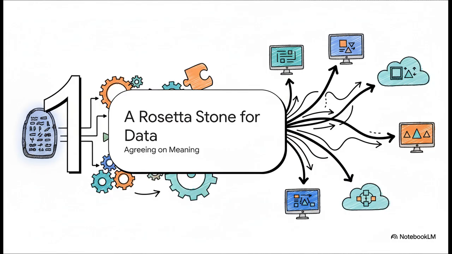Okay, Section 1, a Rosetta Stone for data. It's kind of wild when you think about it. We have all this incredible technology, but it all comes down to a really simple and honestly a very frustrating problem. How do you get two different computers to agree on what a single word means?